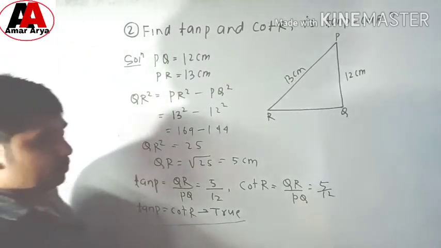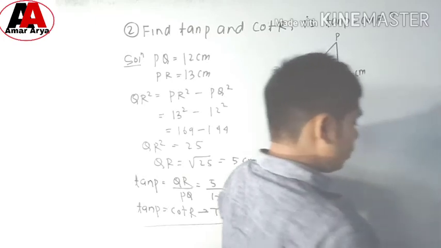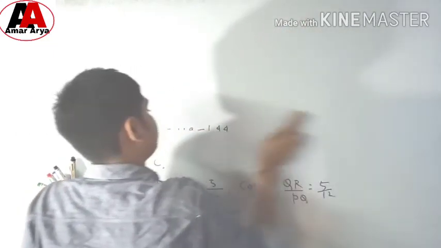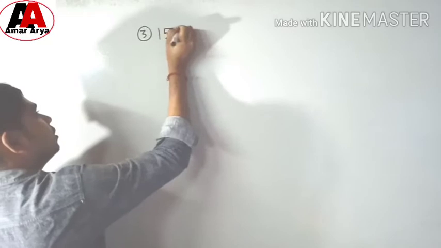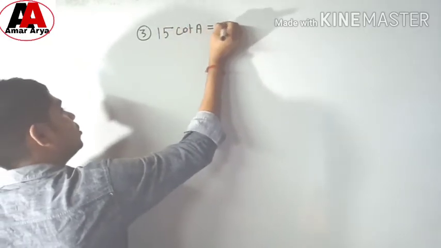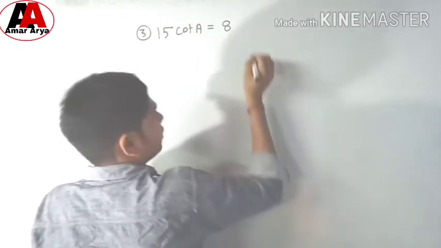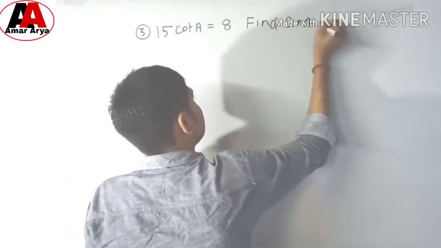Okay, so next we are going to solve the next question. Next question: if 15 cot A equals to 8. Okay, 15 cot A equals to 8. Find sin A and sec A.